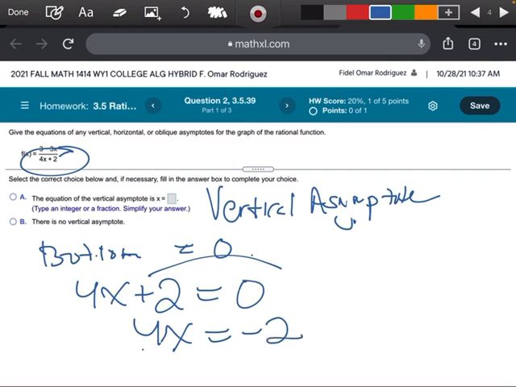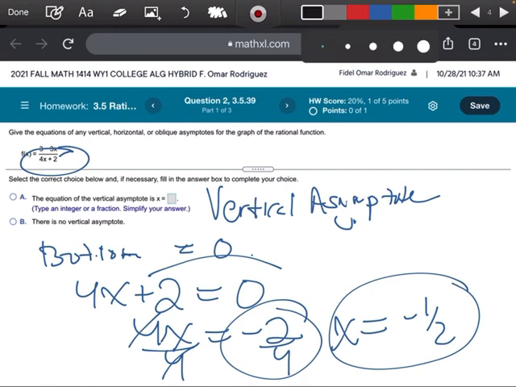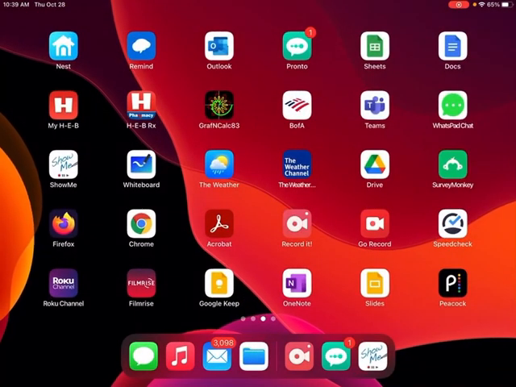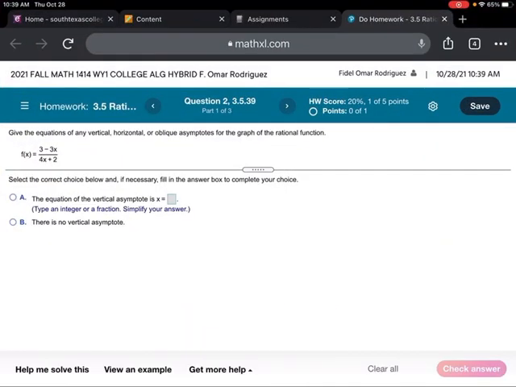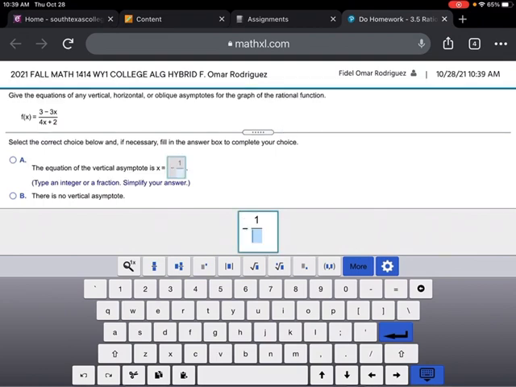When I move that 2 over, since we're crossing the equal sign, it's going to become a negative 2. Then we'll go ahead and divide both sides by 4, and I can reduce this and get a negative 1/2. So right here, y'all, I'm going to write x equals negative 1/2. So let me show you how that's going to work here. So right here, type in negative 1 over 2, and we'll check it.